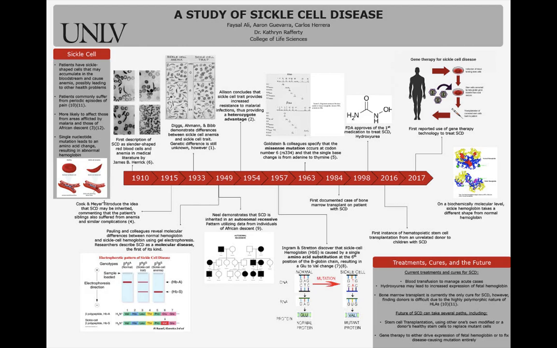What we have for the future of sickle cell disease are several paths. Some of these include stem cell transplantation using modified or donor healthy stem cells from our own person or from other individuals in order to replace the mutant cells found in sickle cell disease. Gene therapy, as I mentioned, is also in its early stages, but it may help drive the expression of fetal hemoglobin in order to fix the disease-causing mutation entirely.